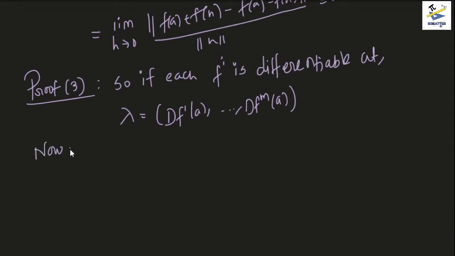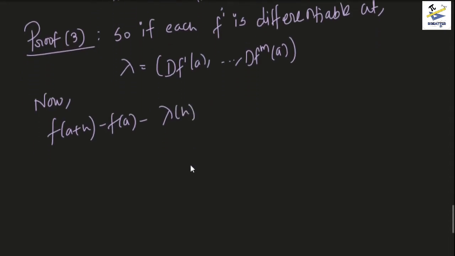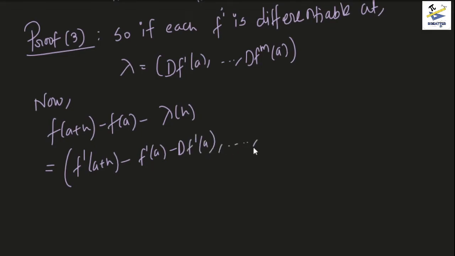Now we can see that f(a+h) minus f(a) minus lambda(h) is basically equal to, now this whole thing can be found out because it's basically a vector and f has component functions. So we can see that the first component is this minus this minus this, second one is this, and similarly the last one should be this, right?